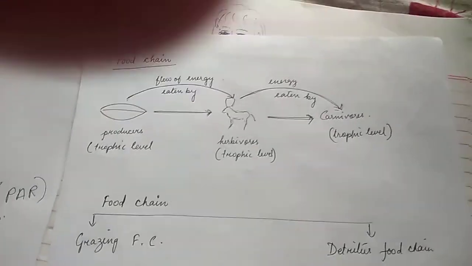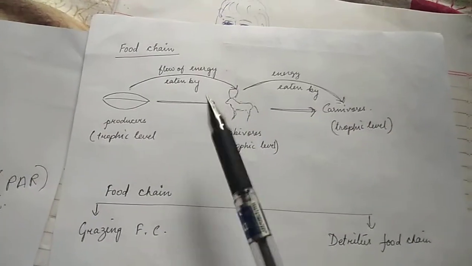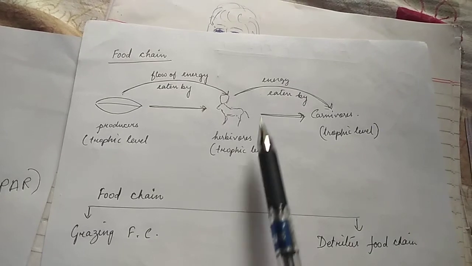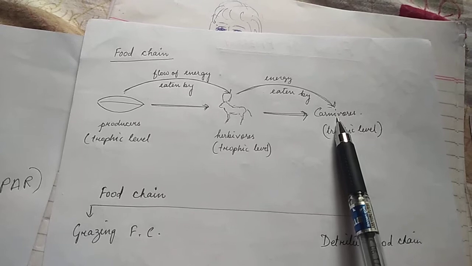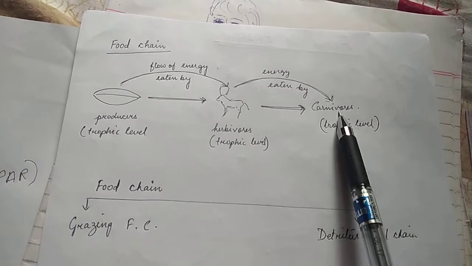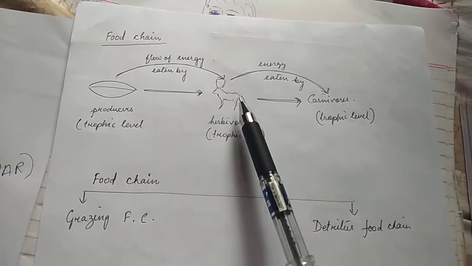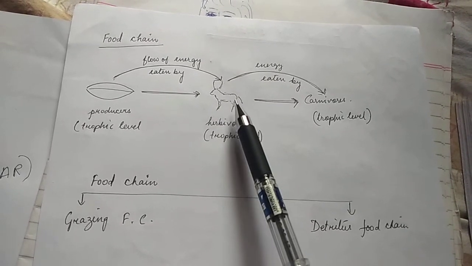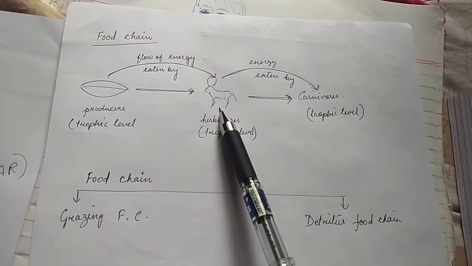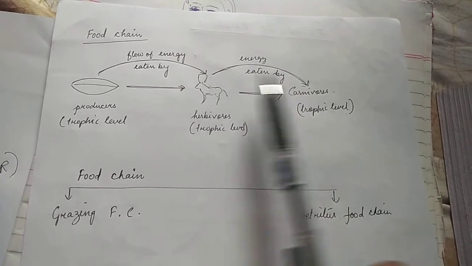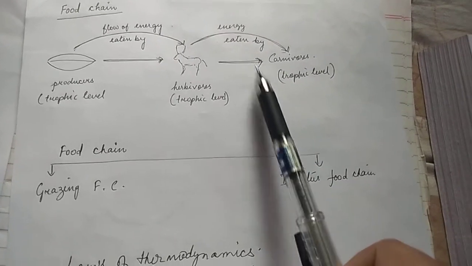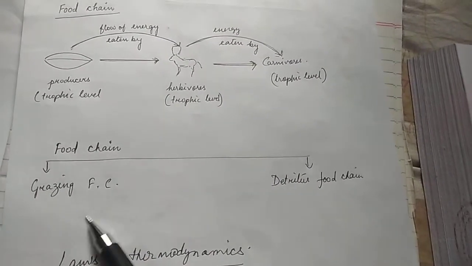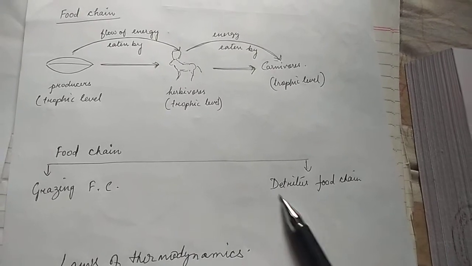The next topic is food chain. Here we can see that the producers are eaten by herbivores, and herbivores are eaten by carnivores. So there is a sequential flow of energy where each trophic level is eaten by the next. So this is the food chain. The food chain is further divided into two types, the grazing food chain and the detritus food chain.